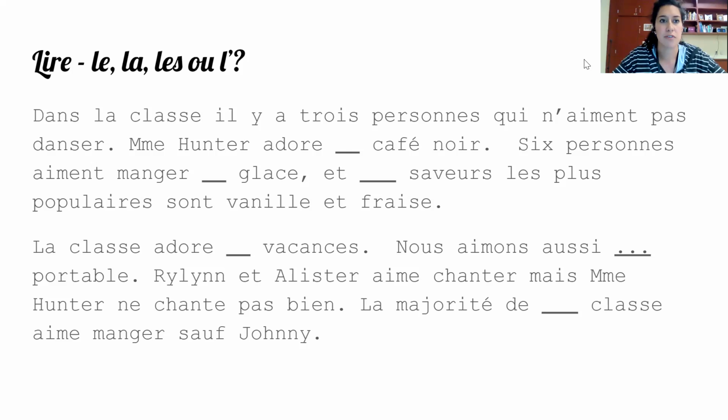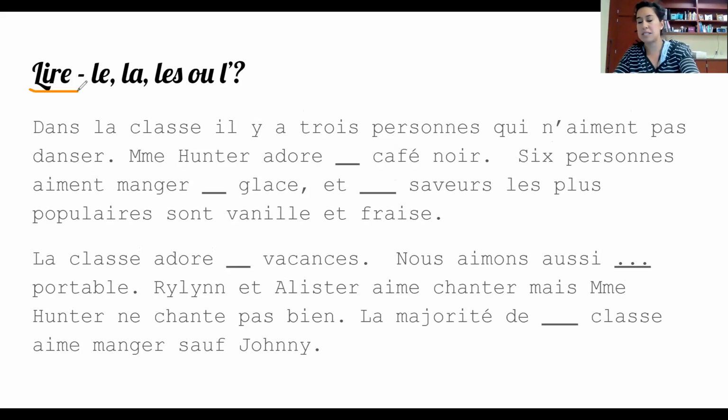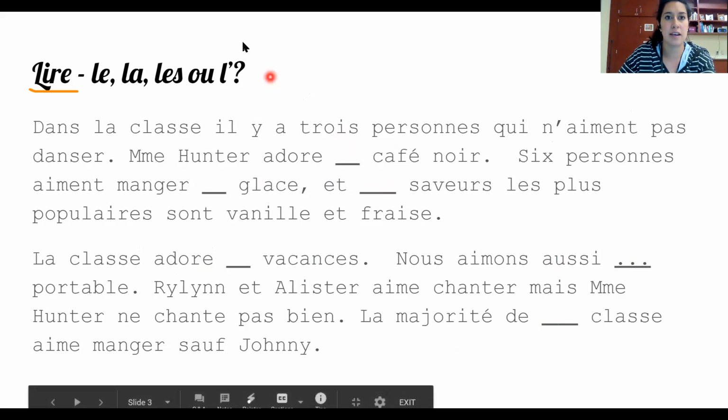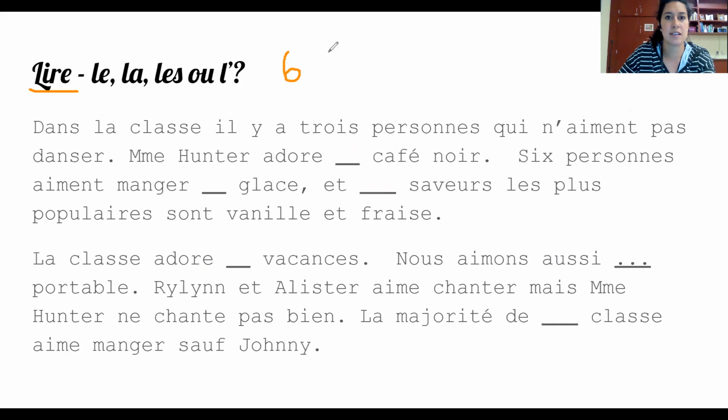We're going to, en français, it says lire. Class, what does lire mean? Lire means to read, so I'm going to read the text, lire. And then you can see that there's a lot of gaps in here. So we have 1, 2, 3, 4, 5, 6. So we have 6 gaps. And so in each of those gaps, you're going to either put le, la, les ou l'apostrophe.